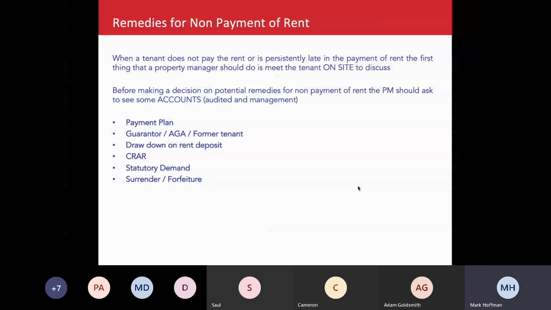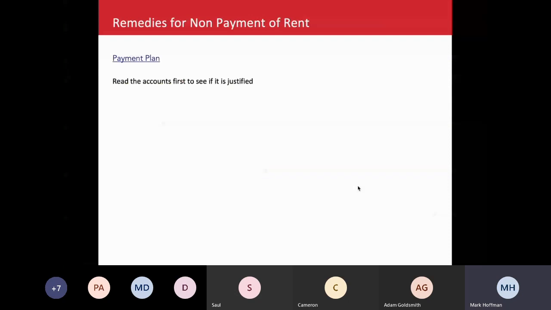Let's now turn to the various options in more detail. Payment plan. So read the accounts first to see if it's justified. Generally, it's a short-term measure. It's agreed in writing. It's personal to the tenant, and therefore it's quite an easy, swift, reasonably mutually beneficial status, if you like. So that's why we do a lot of payment plans. And for those of you that are doing property management now, I'm sure that there will be lots of payment plans that take place over the next quarter.